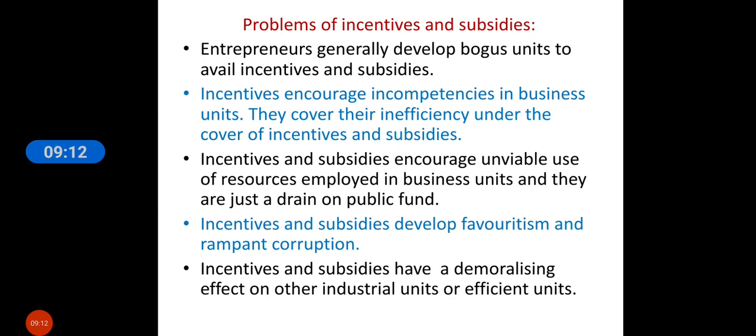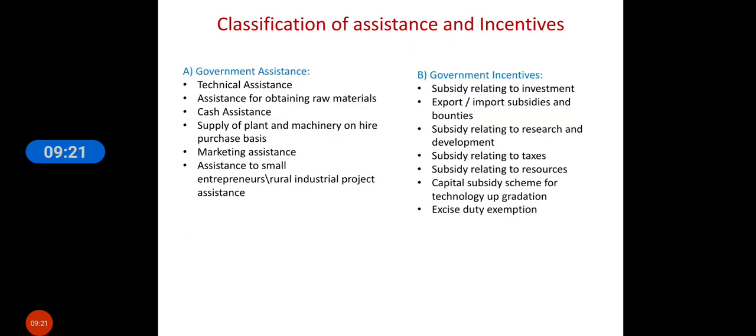Now the classification of assistance and incentives, and in the next class we will discuss it in detail. And already we have discussed all these things in the financial or institutional support lecture also. See, these are the classifications of government assistance and government incentives. Government assistance is given in the form of technical assistance, assistance for obtaining raw material, cash assistance, supply of plant and machinery on hire purchase basis, marketing assistance, assistance to small entrepreneurs, and rural industrial projects.